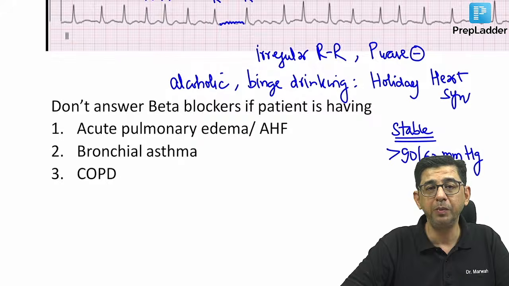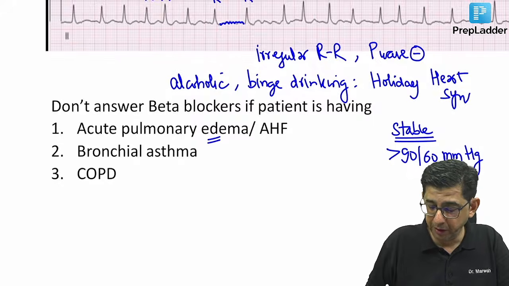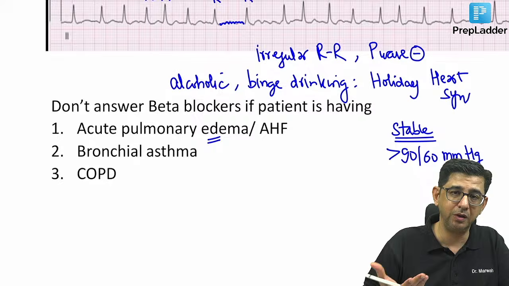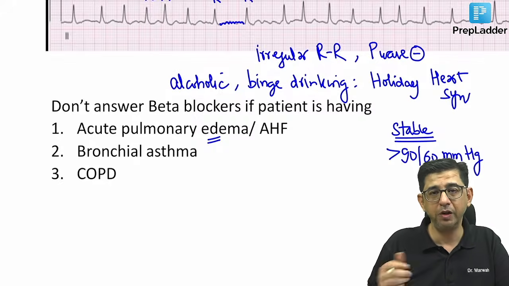Because there would be crepitations in the patient, there would be pulmonary edema present. Then in the setting of pulmonary edema, we will not answer beta blockers, because beta blockers are contraindicated in a patient of acute pulmonary edema.